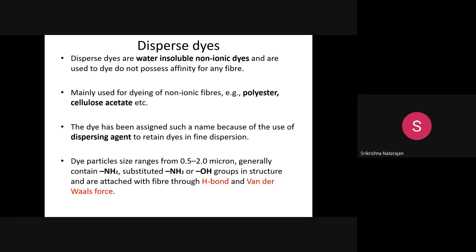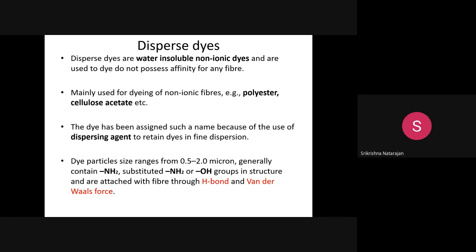The particle size is very small, around 0.5 to 2 micron, and it will contain groups like amino, OH groups, etc. So this dye and polyester are held through some attraction. What attraction exists between both of these? Hydrogen bond, with very, very little participation, and more participation of van der Waals force. I hope you know what a hydrogen bond is and what van der Waals force is.